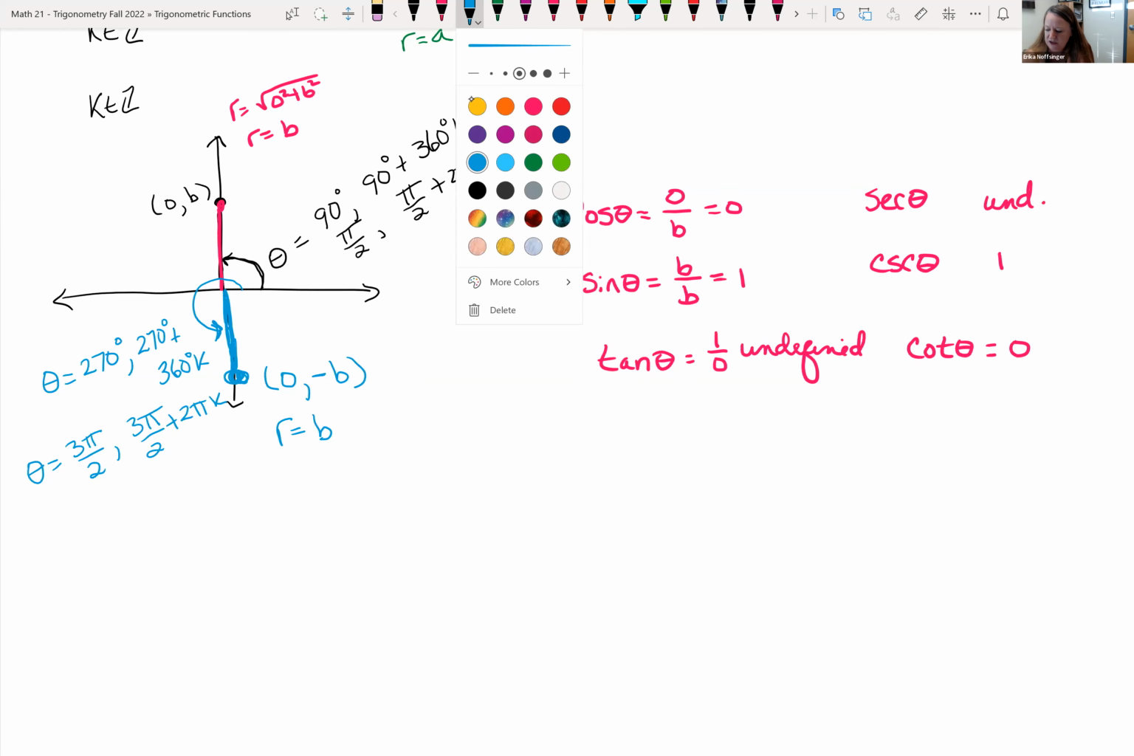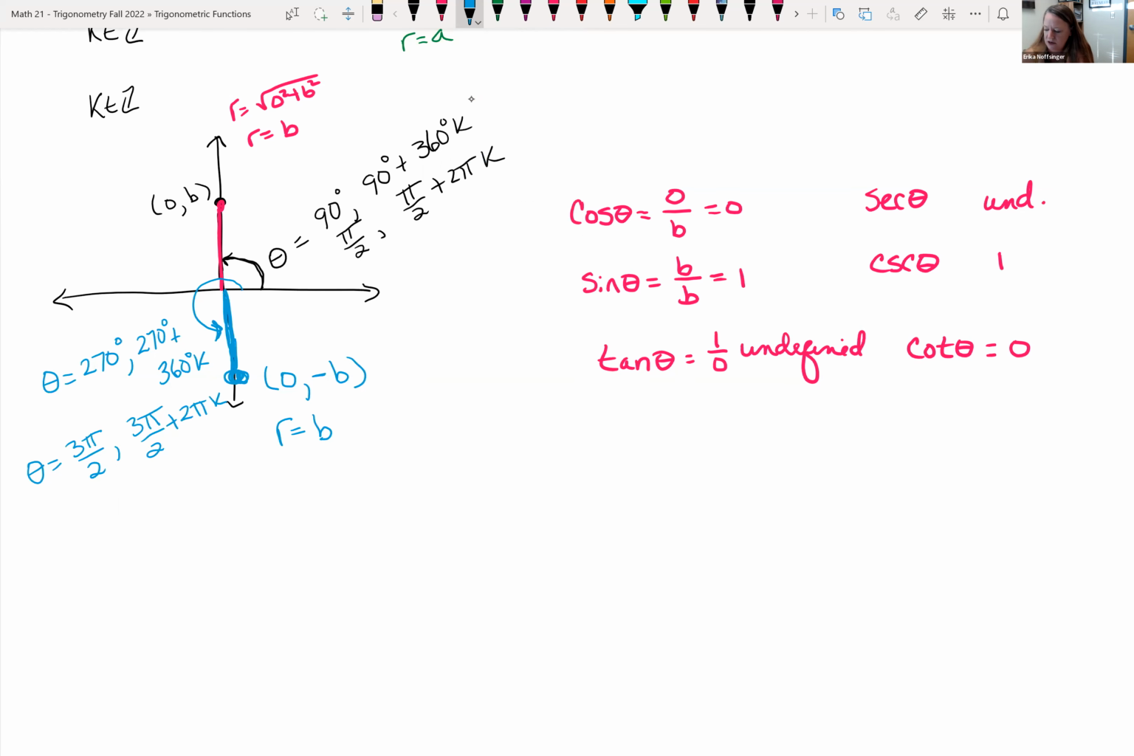So going through and doing those ratios, we get cosine theta equal to the x value, which is 0, over r, which is b. So 0 over b is 0. Sine theta, though, is our y value, which is negative b, all over our r value, which is b. So this is negative 1. Tangent theta, negative 1 over 0, is undefined.